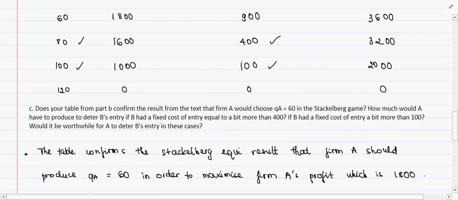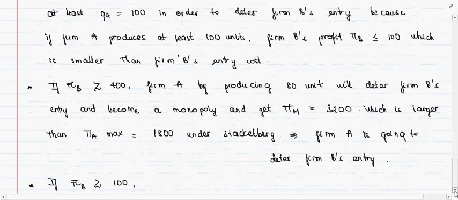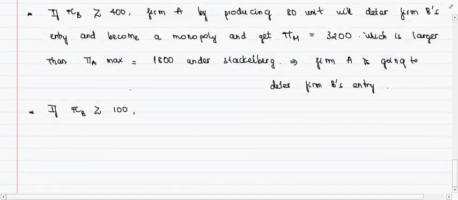In this case, firm A will become a monopoly and earn 2,000. Compared to the maximum profit that firm A could have earned if it competed with firm B in a Stackelberg equilibrium, the monopoly profit in this case is still higher. So again, it is worthwhile for firm A to deter firm B's entry by producing 100 units of output.